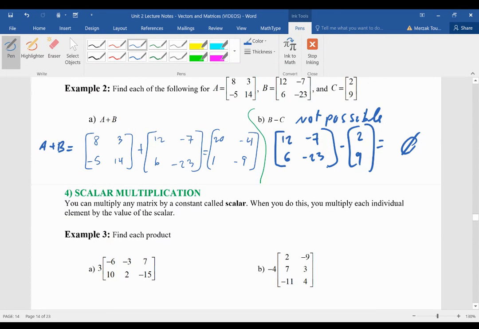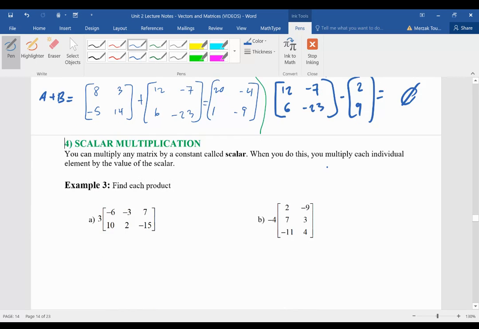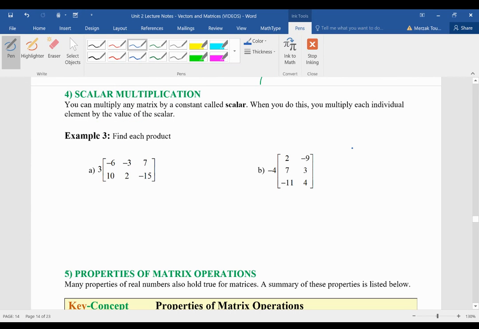All right, so this is how we add and subtract matrices. Let's look into scalar multiplication, which means multiplying a matrix by a constant number. So you can multiply any matrix by a constant called a scalar. When you do this, you multiply each individual element by the value of the scalar. That means on example 3a, you see 3 over here times this matrix. So what you do, you multiply each element of this matrix by 3. That's how you do it.